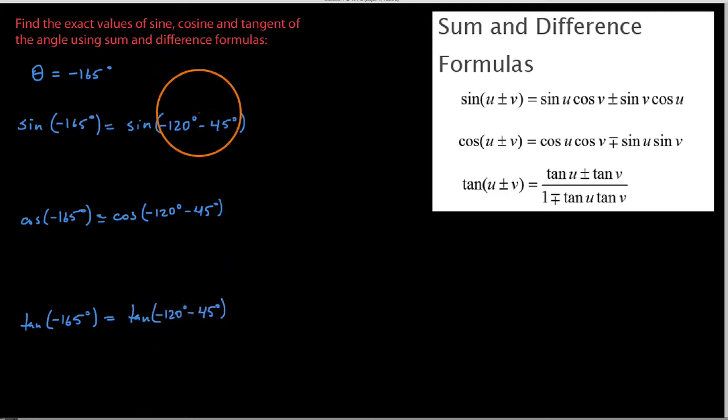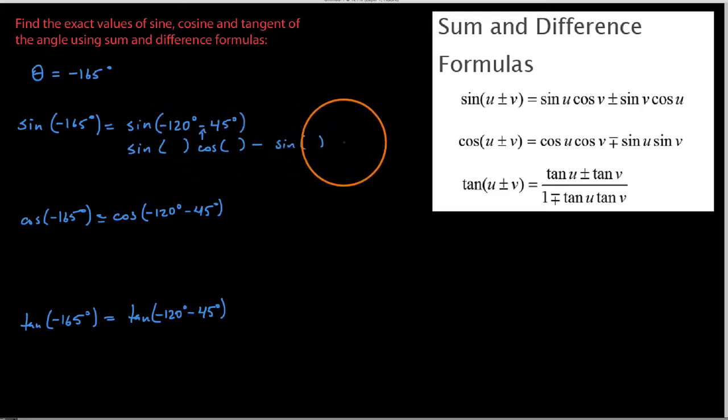Okay, so let's start with our sine up here. Using the sine sum and difference formula, we have sine of u plus or minus v is sine u cosine v plus or minus sine v cosine u. So I'm going to go ahead and re-scribble this first. We say sine u cosine v, and this has to be a minus since this is a minus, and sine also here and a cosine here, where our u in this particular case is negative 120 degrees, and v is positive 45. And over here we have vu, so we say sine of 45, cosine of negative 120.